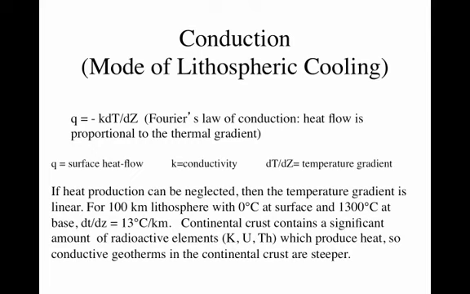But the continental crust contains a significant amount of radioactive elements, potassium, uranium, thorium, that produce heat during decay. And so conductive geotherms in the continental crust are steeper, and you get higher geothermal gradients, so greater than 13 degrees Celsius per kilometer.